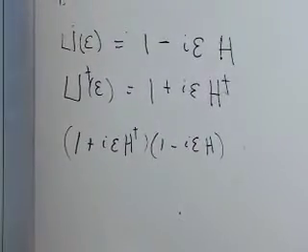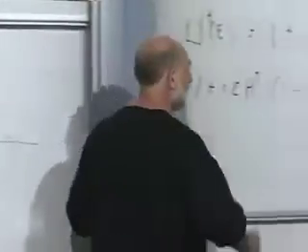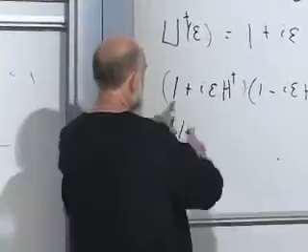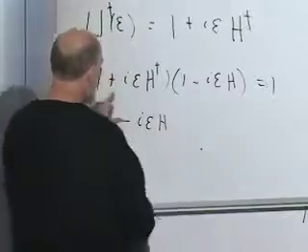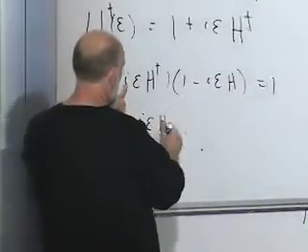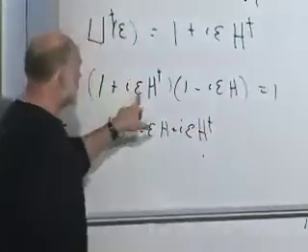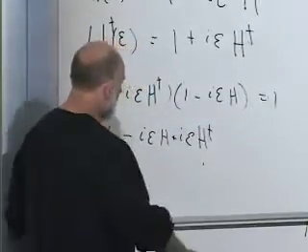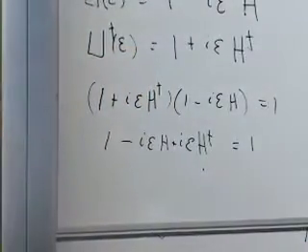What does that have to equal? Well, if U is unitary, that has to equal 1. So let's expand it out. 1, now we have 1 times minus I epsilon H, and then we have plus I epsilon H dagger, and then we have something of order epsilon squared. All of that has to equal 1, and we're going to ignore epsilon squared. Epsilon is so small that we can ignore it.